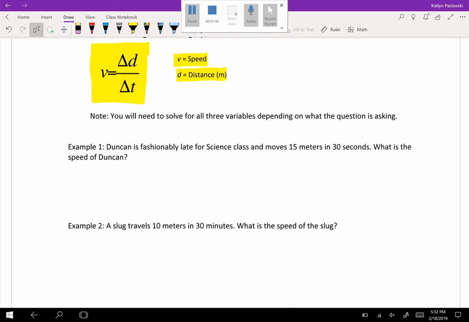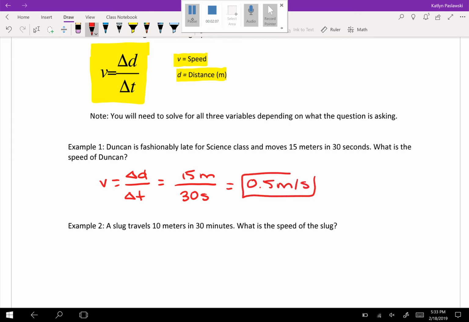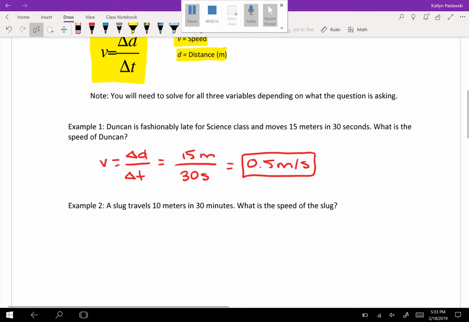Example 1. Duncan is fashionably late for science class and moves 15 meters in 30 seconds. What is the speed of Duncan? So using our formula, v is equal to the change in position over the change in time. He changed position of 15 meters divided by 30 seconds to give us 0.5 meters per second. So that was Duncan's speed arriving to science class.